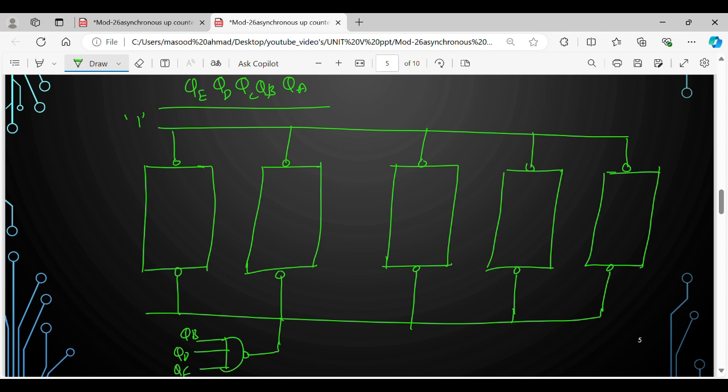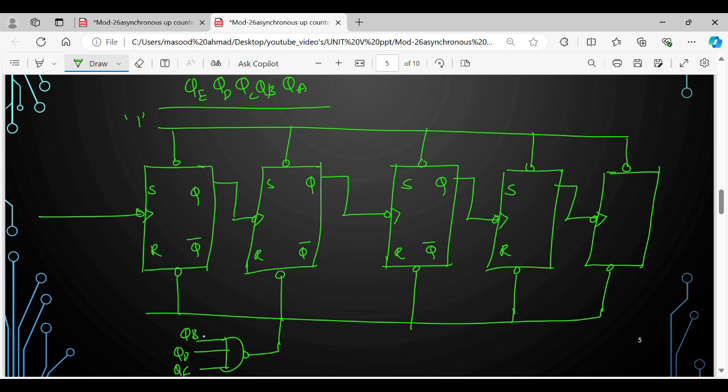So what next? There is an active low clock. The output of this is the input clock to the next flip-flop, and the output of that is the input clock to the next, and so on. So this is the S input, R input, Q, Q bar for each flip-flop.